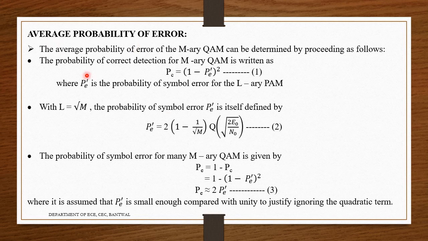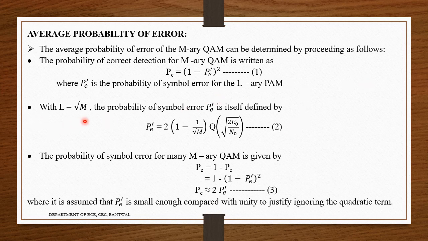Okay, so this average probability of error can be determined by the following steps. The probability of correct detection, as we did for the QPSK, that is, PC is equal to 1 minus PE dash the whole square, where P dash is the probability of symbol error for the L-ary PAM. This is related to the L-ary, one-dimensional array. To make a correct decision, we are considering the array from one dimension and multiplying it twice there. So we'll go into detail.